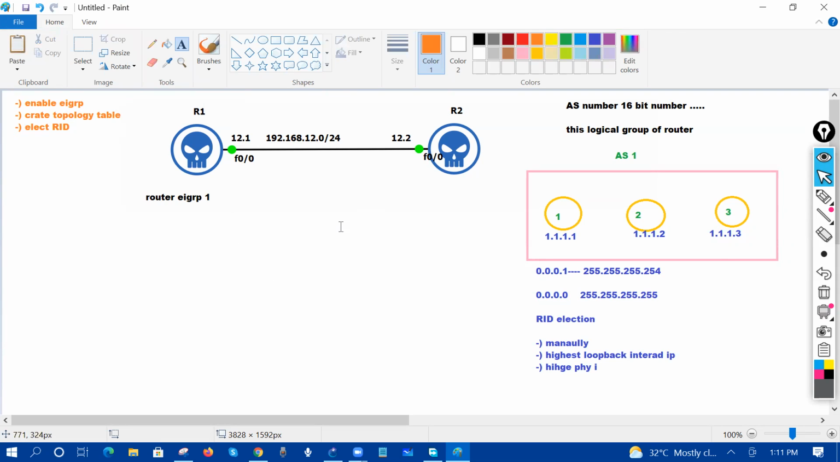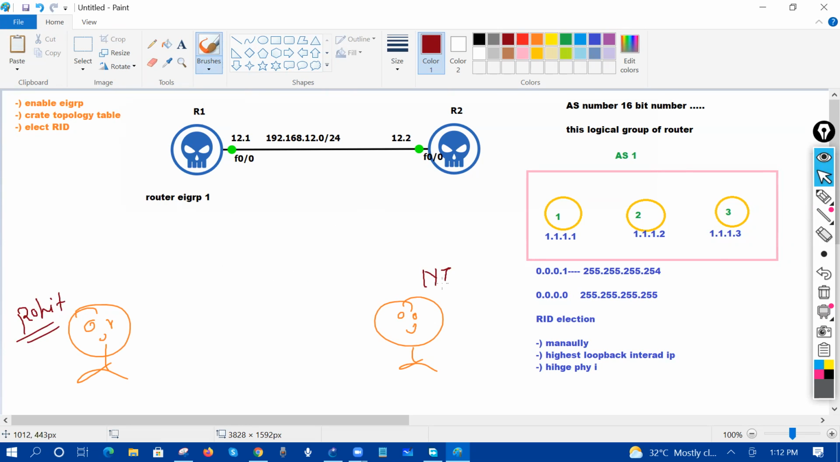Now, take an example of two persons. This is Rohit, and this is Nidhi. Try to understand this. These two are present in Bangalore, at the Bangalore airport, and both are strangers. Rohit does not know anything about Nidhi, and Nidhi does not know anything about Rohit.